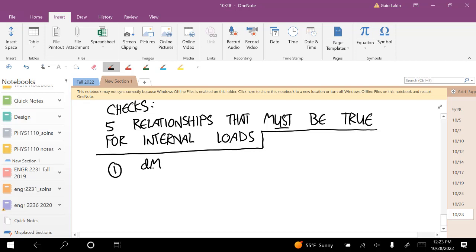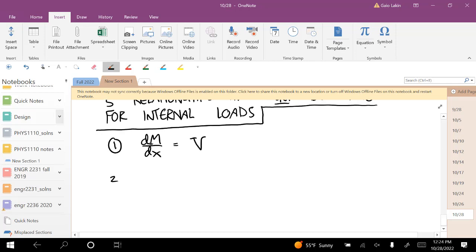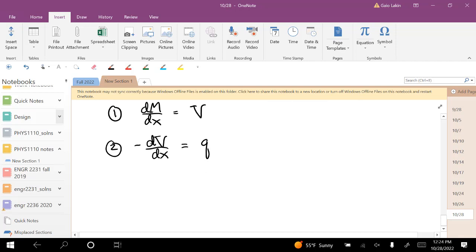So dM/dx is equal to V. The second one, negative dV/dx is equal to q. The negative is just because we call q positive when it's a downward distributed load. There's all sorts of weird sign conventions here.